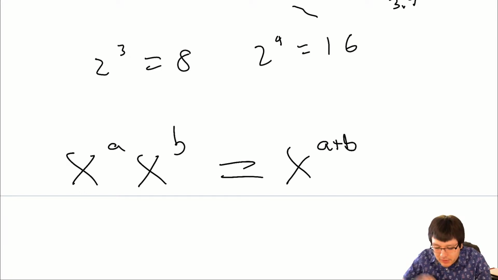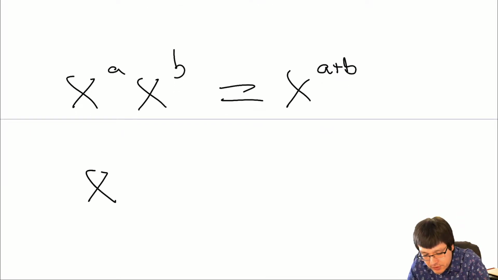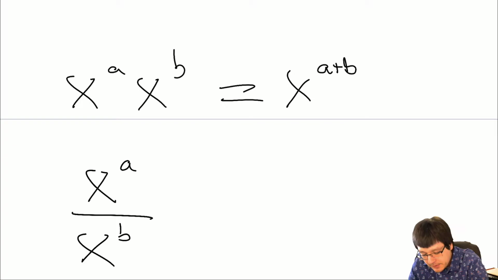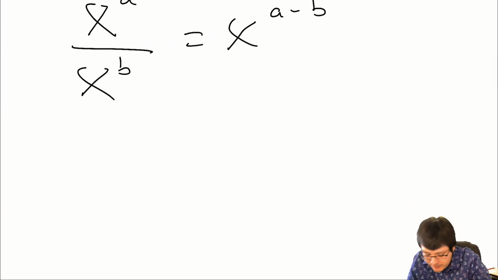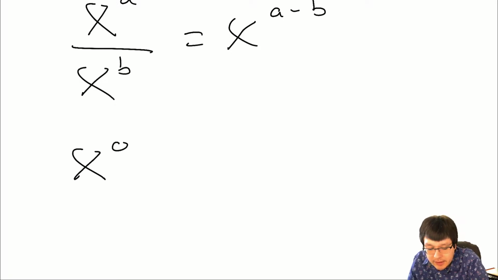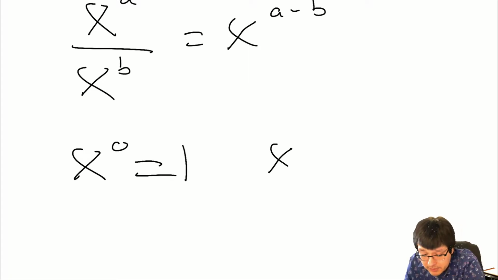Okay, so another one is kind of the opposite of this, which is with division. So x to the a divided by x to the b is the same thing as x to the a minus b. That's a useful one to know. By the way, x to the power of 0 is always 1. So no matter what number you put to the power of 0, you're always going to get 1 out of that. And then I guess x to the power of 1, I'll put that one too, is always equal to x. Okay.